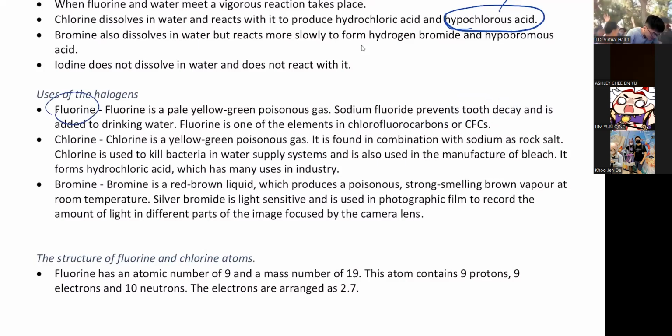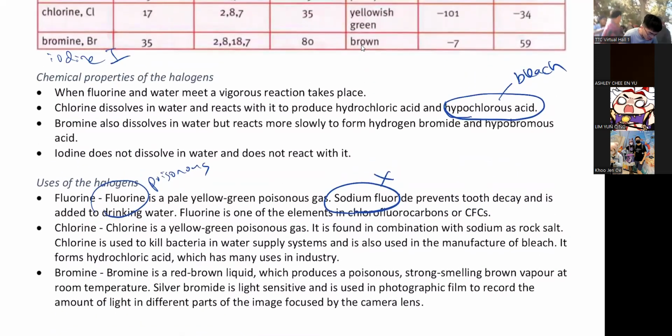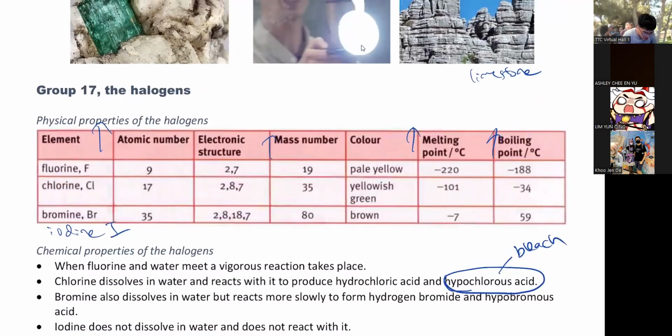Fluorine is poisonous, but sodium fluoride is not poisonous. You might say, huh, sir, why? Because, you see, let's talk about chemistry.